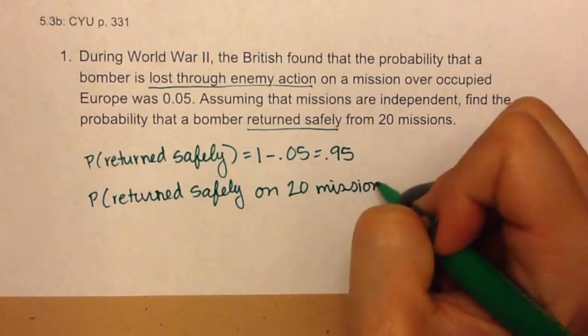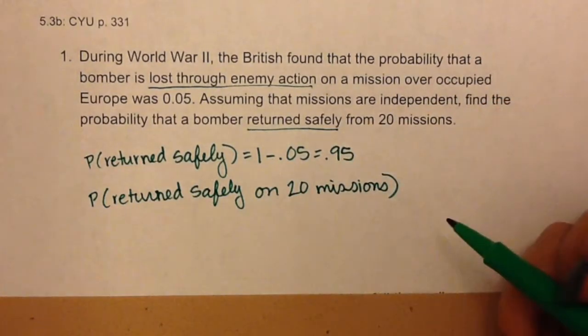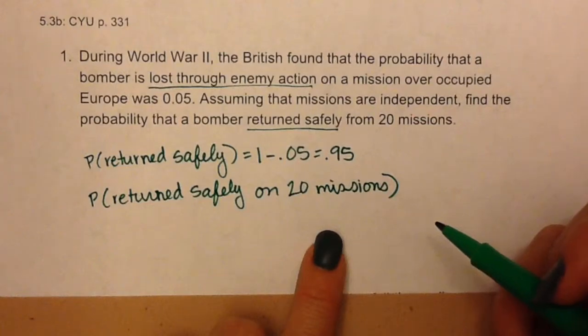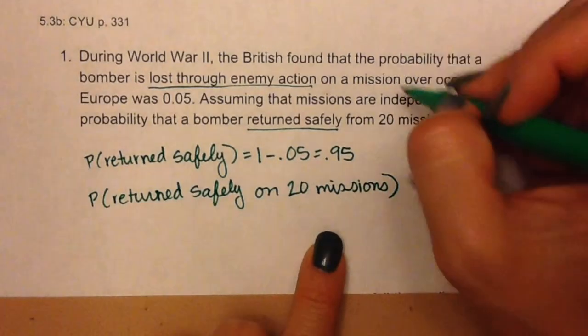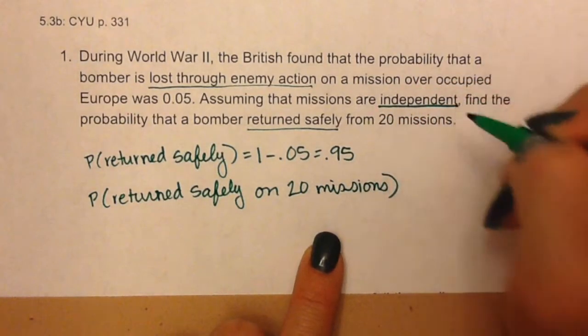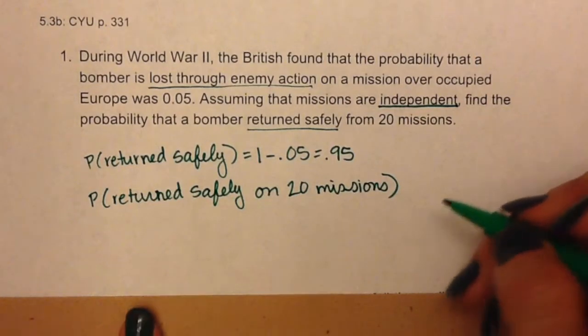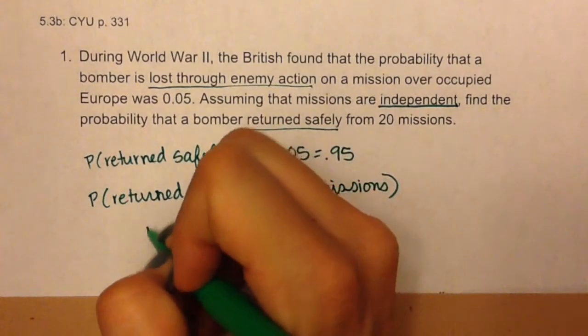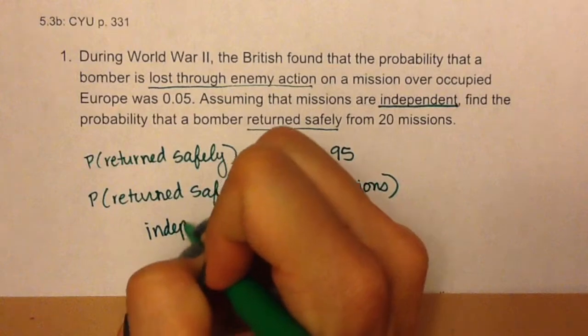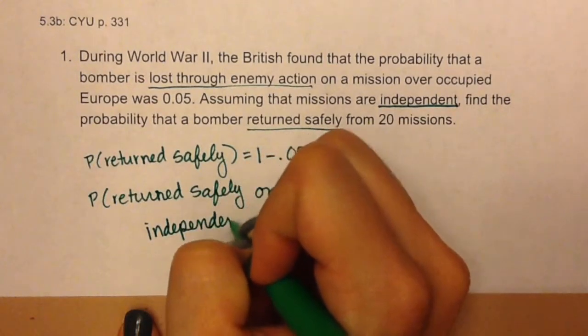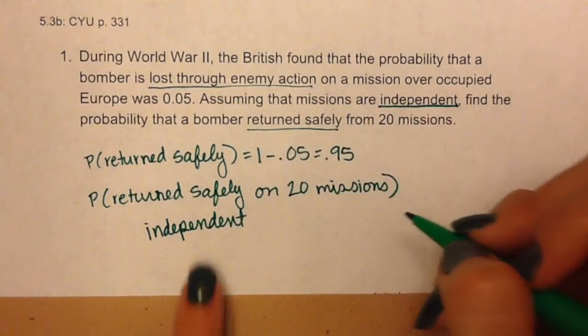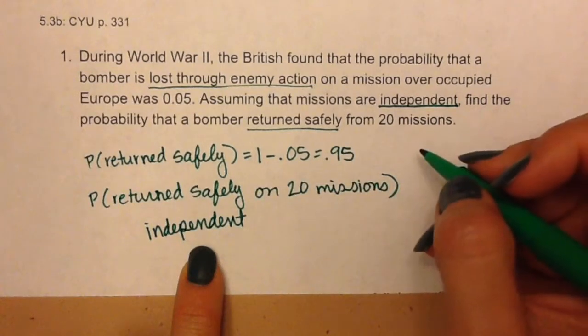having a hard time talking and writing at the same time. All right, here we go. So the probability they returned safely on 20 missions is because they are independent. I'm going to put that in my answer, that they are independent. Because they are independent, I can multiply them together.